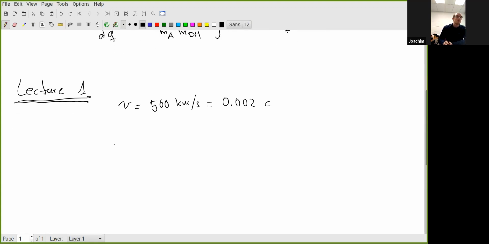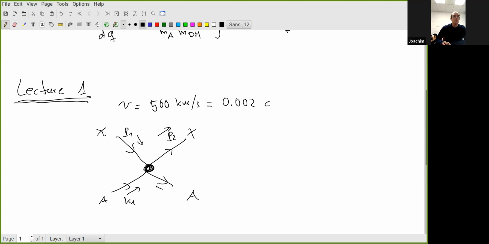For this we need a few definitions. I need to tell you what the momenta are. Let's say we have a scattering: a dark matter particle, let's call it chi, comes in, goes out, and scatters here on the nucleus. The nucleus comes in, goes out. Let's call this momentum P1 and this one P2, going in and going out. And for the nucleus, I call it K1 going in, K2 going out.